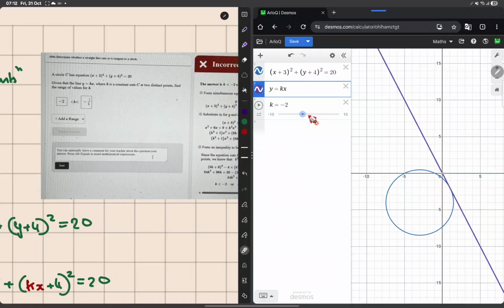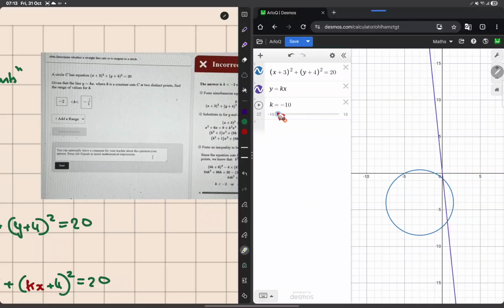Okay, so it's tangential. Then if I go lower, where k is lower than -2, we can see 2 points of intersection. Now this can keep going lower and lower, infinitely smaller, until this line is perfectly vertical, and that way it's always going to have 2 points of intersection. So when this goes to -infinity, that's going to be perfectly vertical.